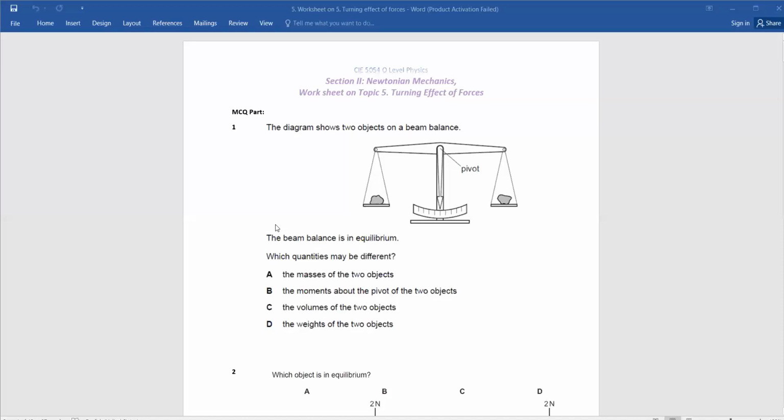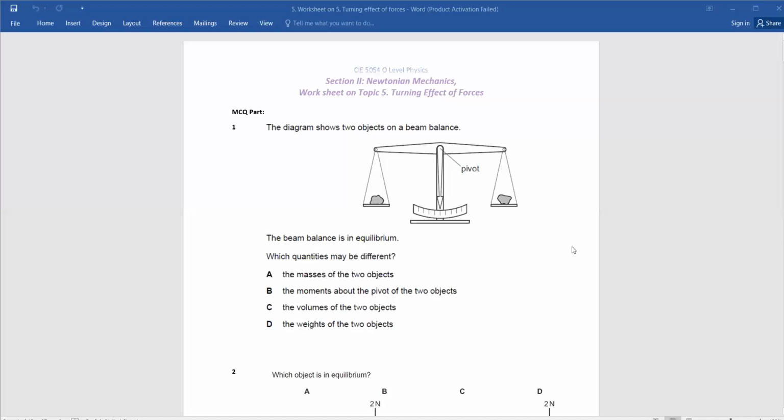And mass, if you think, is also indirectly related to D, the weights, because on the same place on the earth, the gravitational field strength is same, right? So if the gravitational field strength is same, then the mass will be also same, right? Mass multiplied by gravitational field strength is weight. So masses of the two objects should be also same.